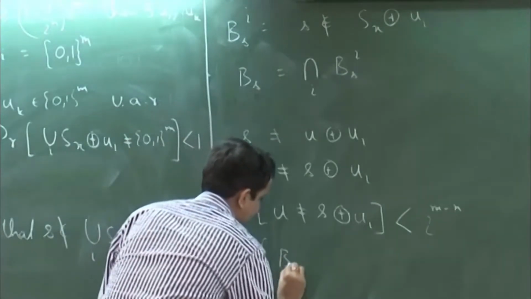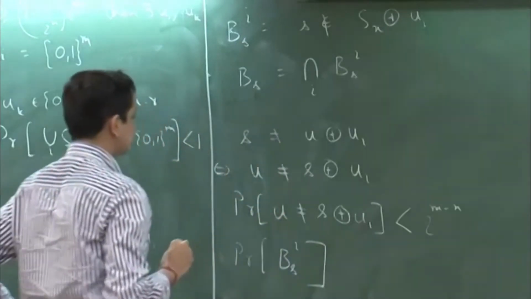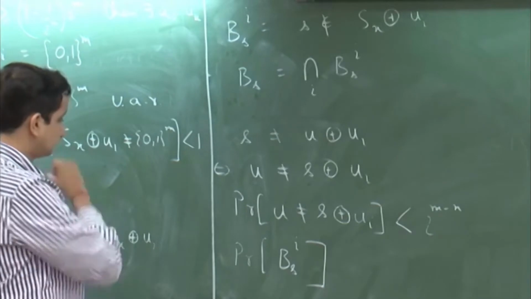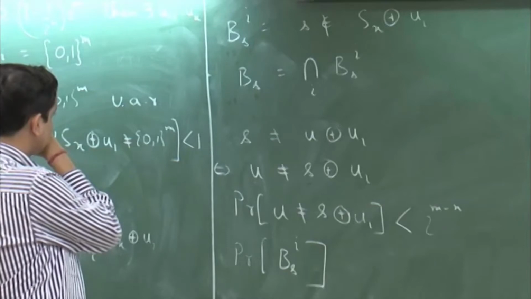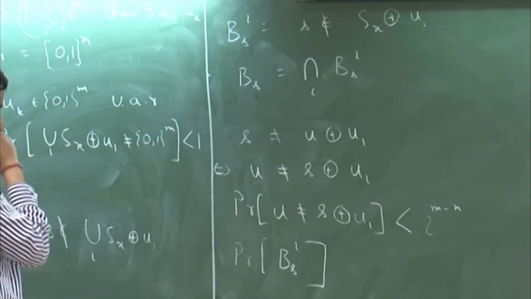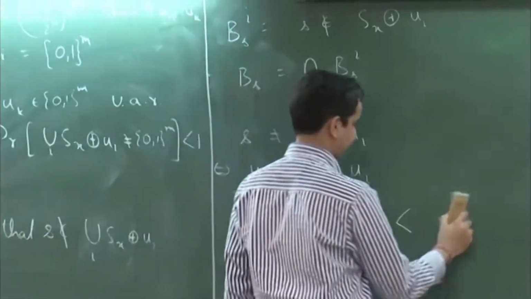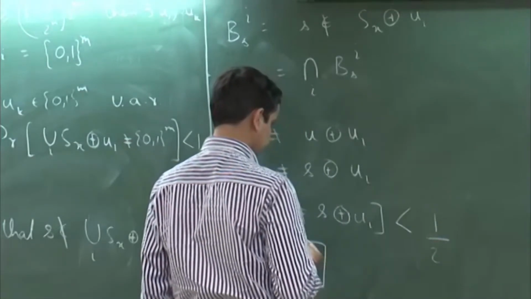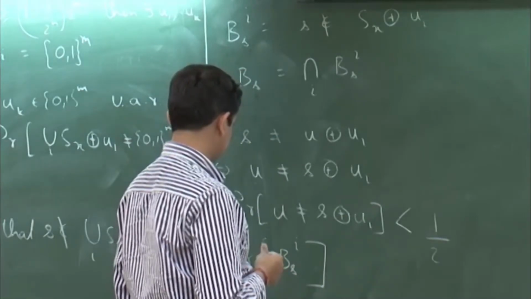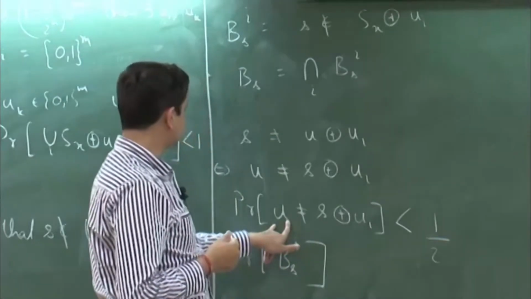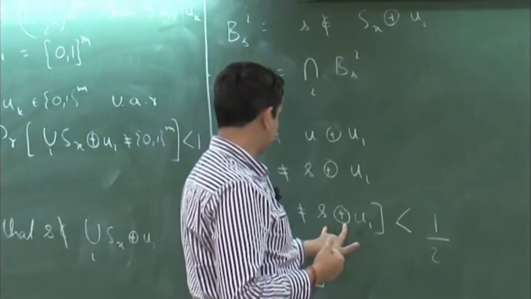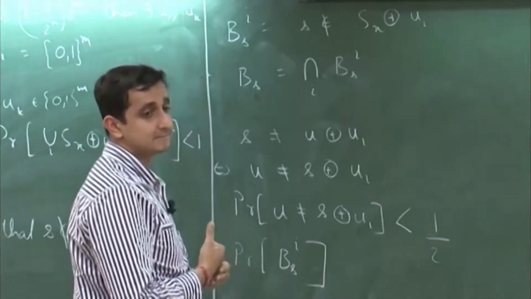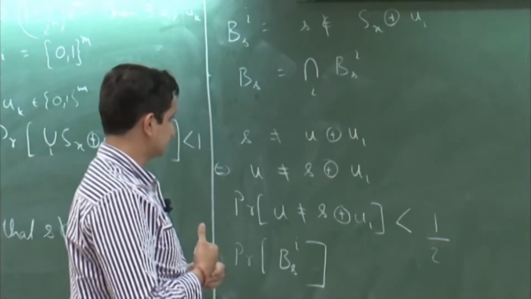So the probability that B_S,i happens is 2 to the power minus n. Here u is a vector in {0,1}^m that is not equal to a vector of the form S ⊕ u_i. It will be 2 to the power m minus n divided by 2 to the power m, so it will be 2 to the power minus n.